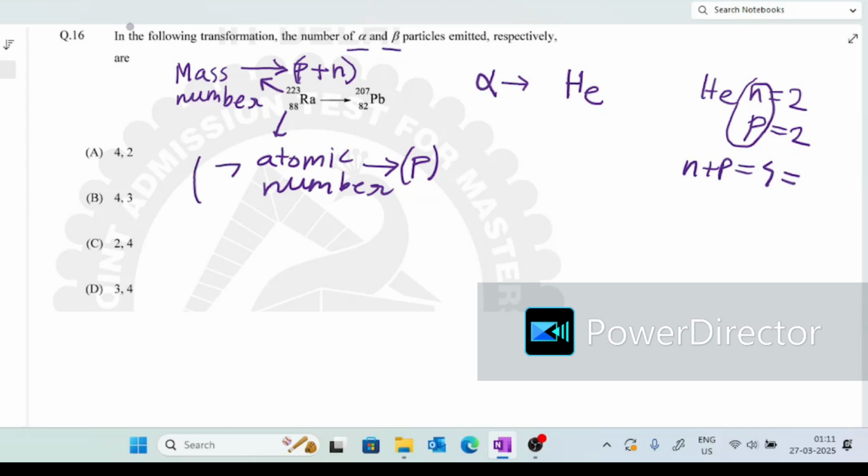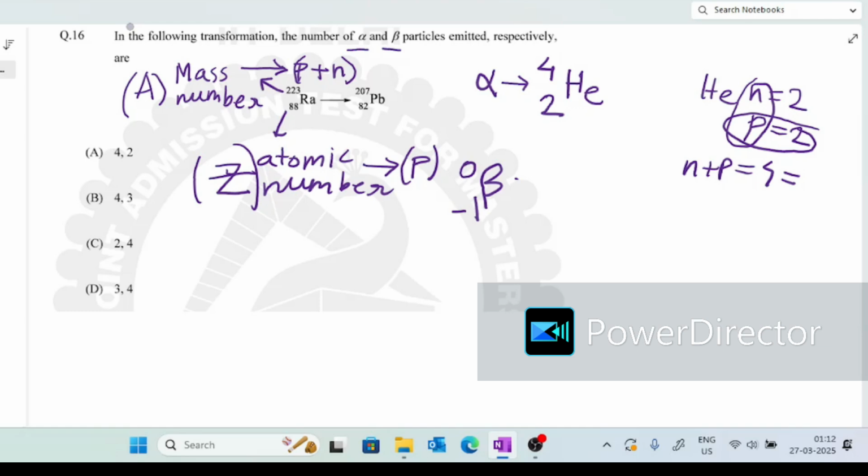Atomic numbers are usually denoted by Z and the mass numbers by A. So helium will have 4 here, and here we'll have 2, which is the number of protons. And for a beta particle, which is basically an electron, here we have -1 and here we have 0.